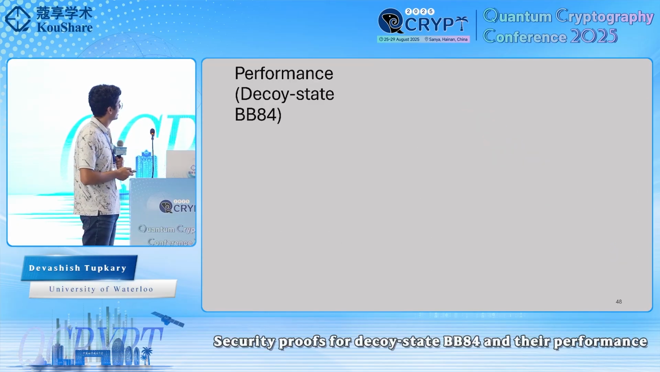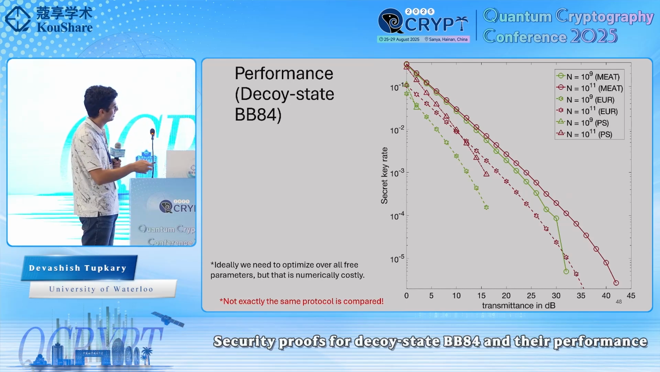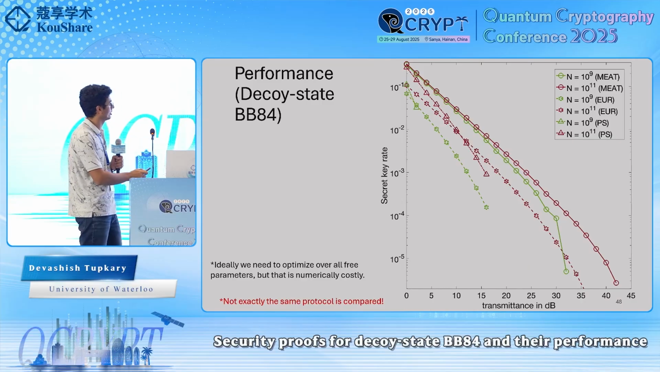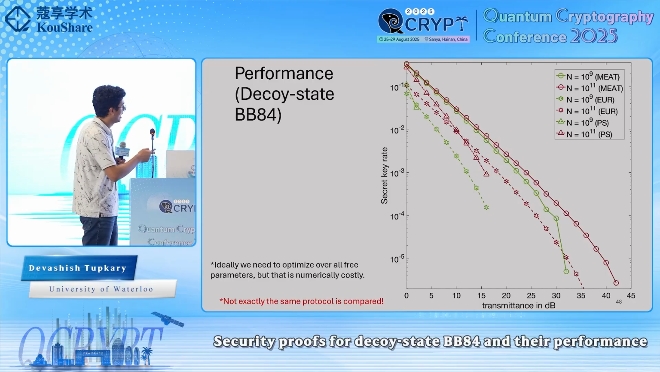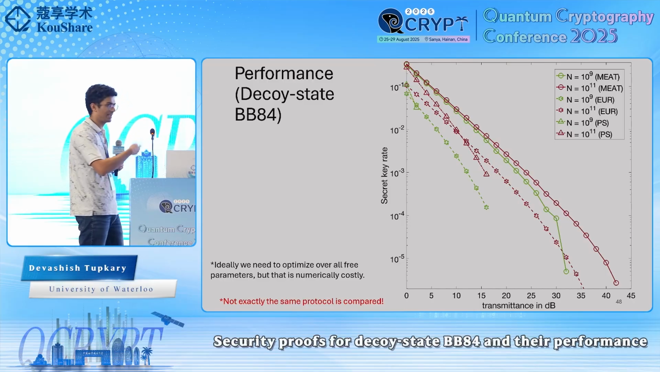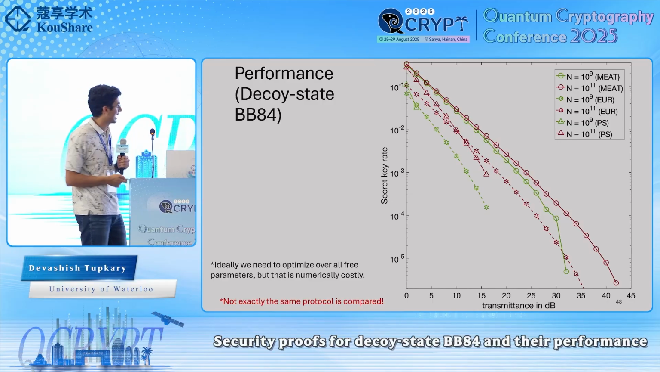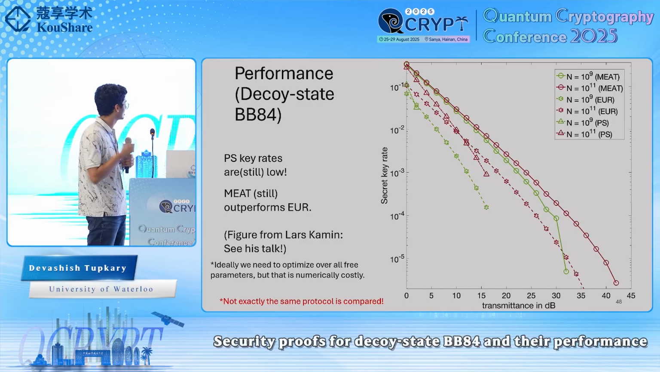When we go to decoy-state BB84, the plot looks a bit like this. So here the comparison is a little bit more nuanced. Ideally, we would want to optimize over all 3 parameters for all the proof techniques, but that's numerically costly. And because of the way decoy analysis works, these are slightly different protocols here, but I think the moral still stands. Post-selection key rates are still low, and MEAT still outperforms.